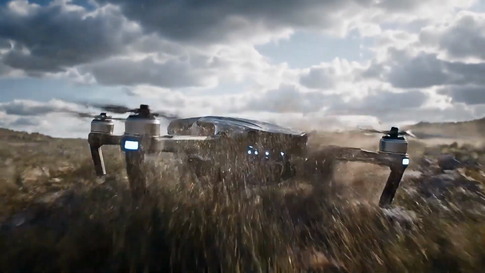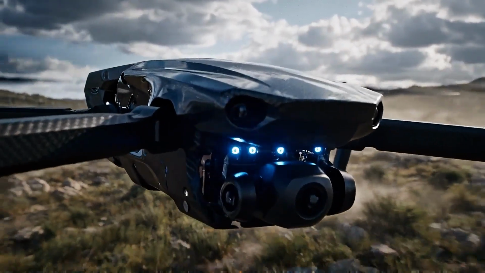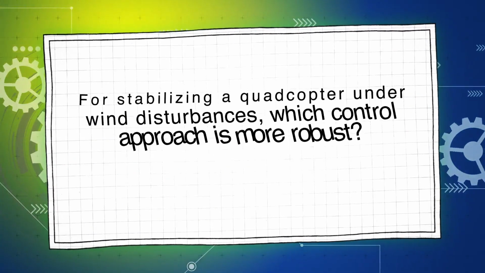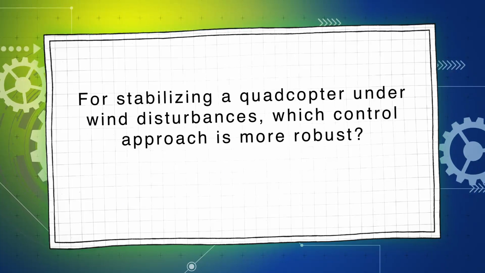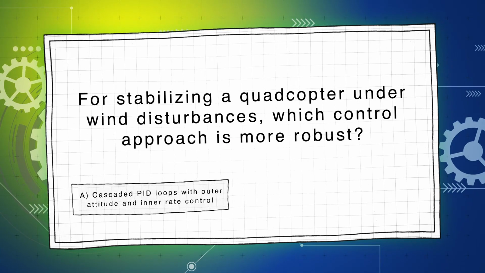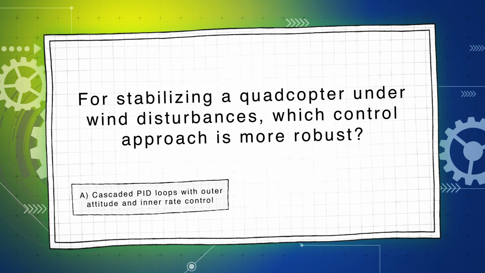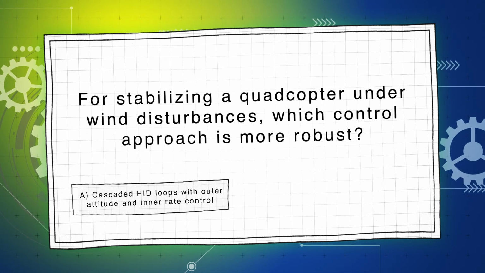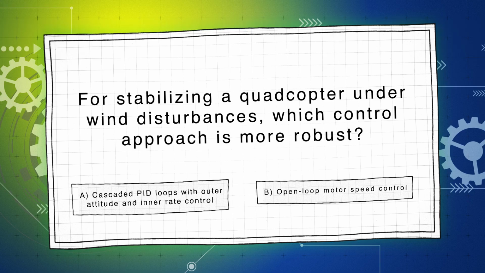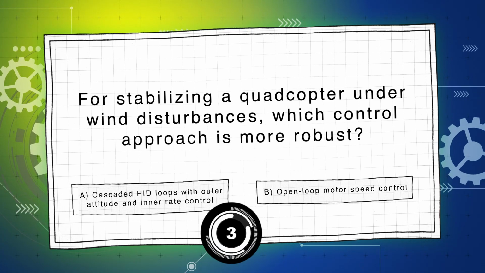For stabilizing a quadricopter under wind disturbances, which control approach is more robust? Is it A, cascaded PID loops with outer attitude and inner rate control, or B, open loop motor speed control?